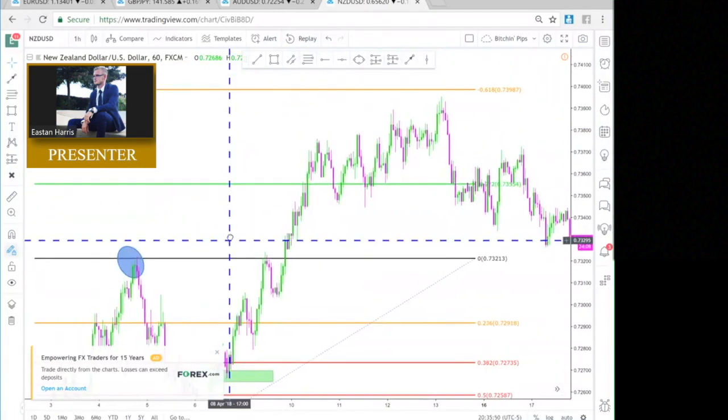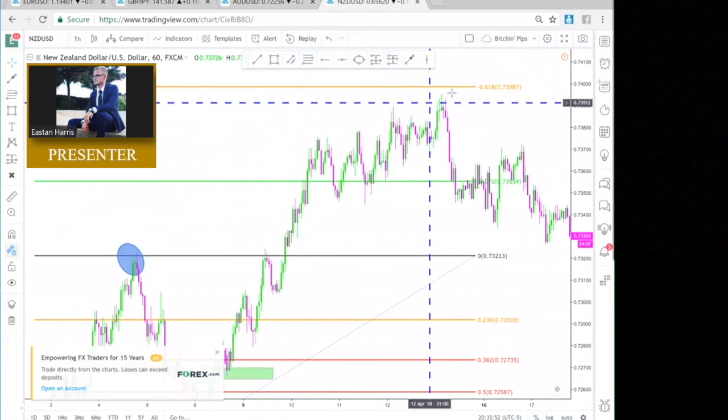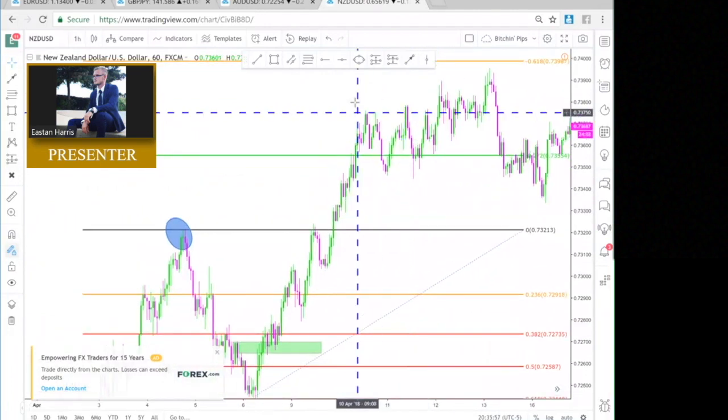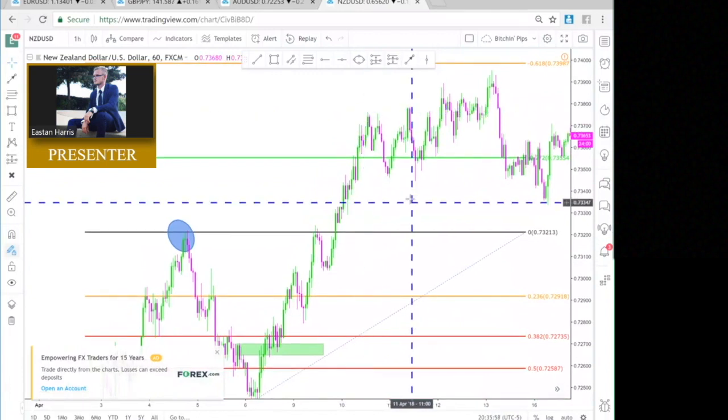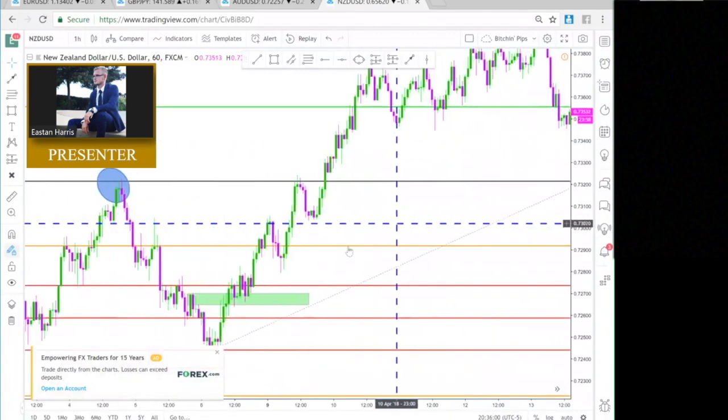Does it extend further? It does. But look, if you try and gun for that 61.8, you'll get cut short a lot of the times. A lot of times price will stop right here in the middle, and you don't want to get caught in that.